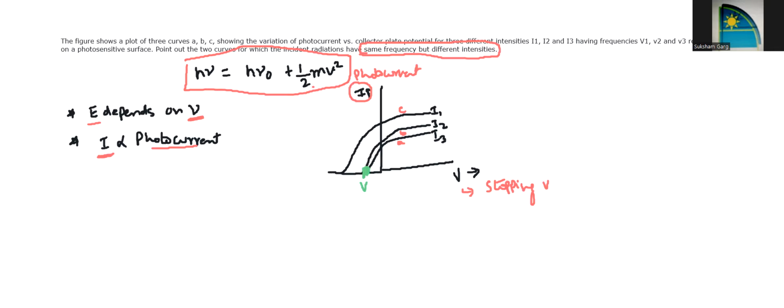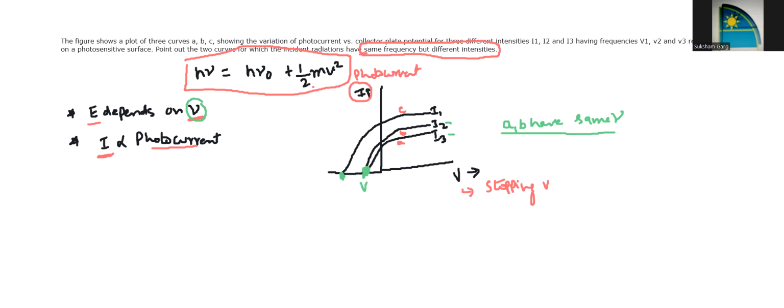Here, stopping potential is different. Potential, as I told, is nothing but the kinetic energy. And here we have figured out that energy depends upon frequency. So what does that mean? A and B have same frequency because they have same stopping potential, even though their intensities I2 and I3 are different. This is the important variety of question.